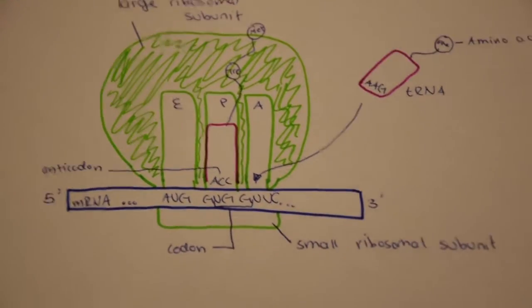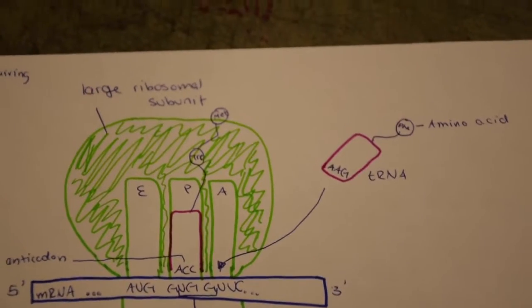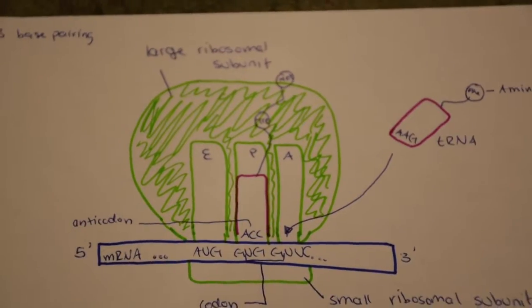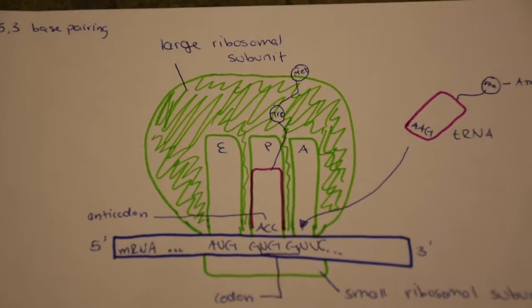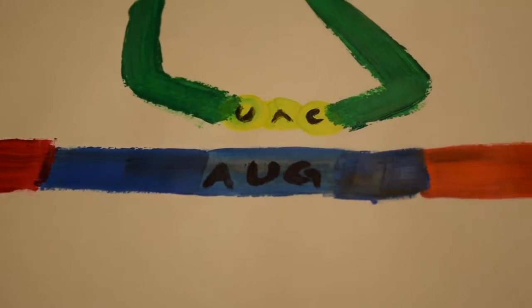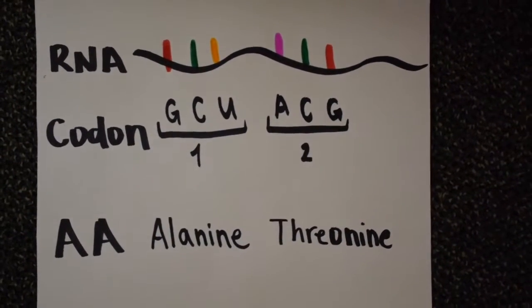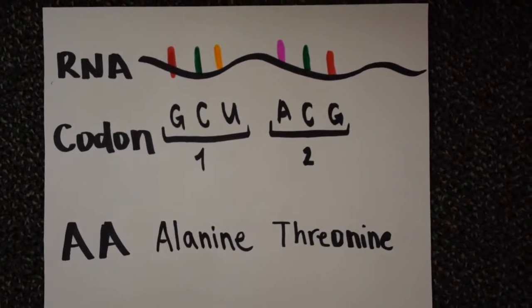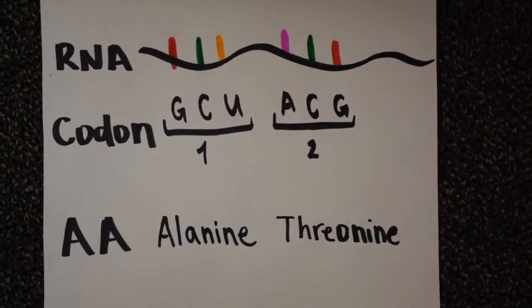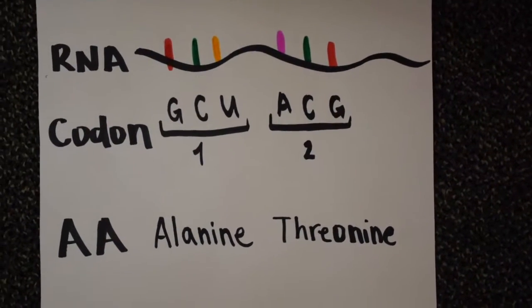There are 3 processes to translation. First, there's initiation. In this stage, the ribosome gets together with the mRNA and the first tRNA, so translation can begin. Second, there's elongation. In this stage, amino acids are brought to the ribosome by tRNAs and linked together to form a chain. Lastly, there's termination. This is the last stage. The finished polypeptide is released to go and do its job in the cell.